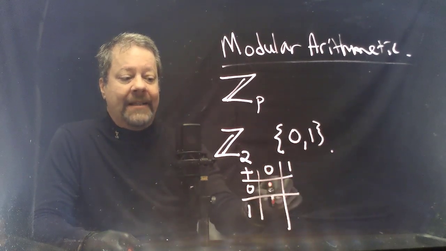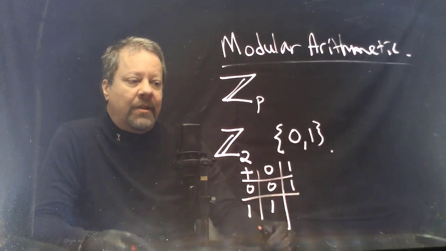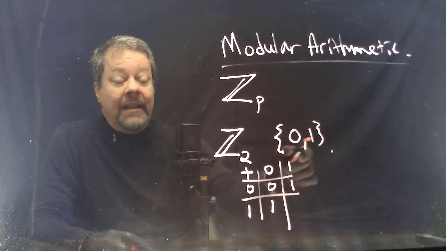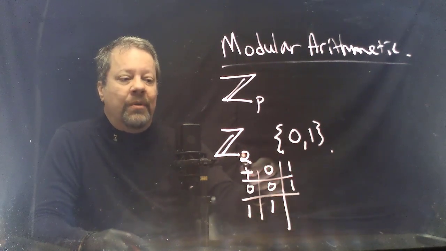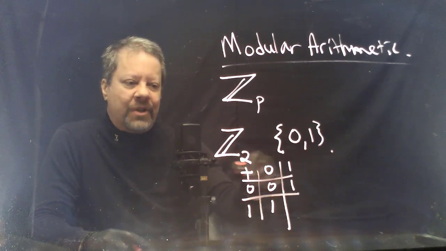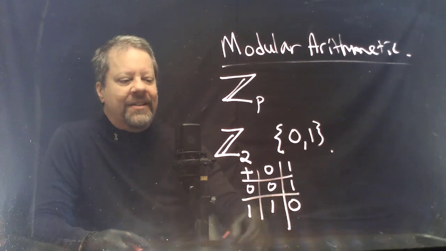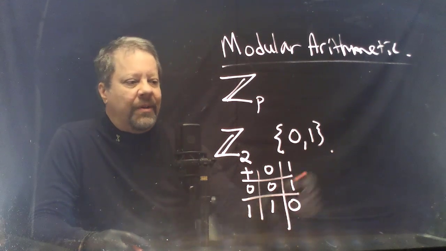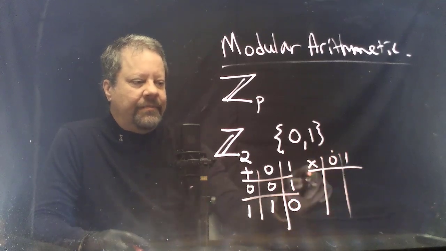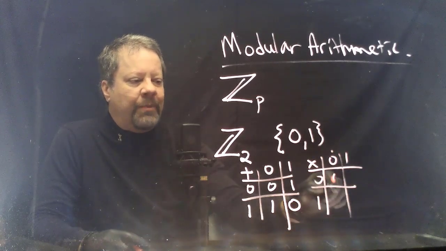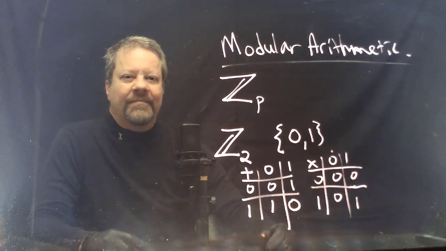well, 0 added to anything is itself. The addition table requires closure under addition in this set. 1 plus 1 is normally 2, but in Z2 you subtract 2's until you get back within this set. So in Z2, 1 plus 1 is 0. The multiplication is trivial in Z2. If you multiply anything by 0, you get 0, and 1 times 1 is 1.